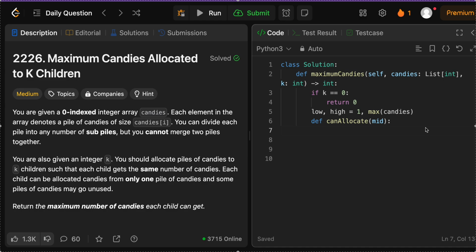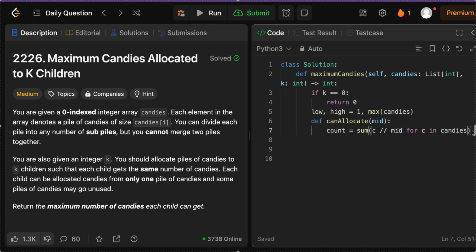Now let's define this canAllocate function. Basically, we're going to initialize a count. It's going to be the sum of c integer divided by mid for all c in the candies, using list comprehension in Python. It's basically just a for loop in one line. We're iterating through each pile, or c, in the candies, and dividing it by mid to count how many full mid-sized portions we could make. Then we simply sum up these counts, and we determine the total number of children who can receive mid candies each, right?